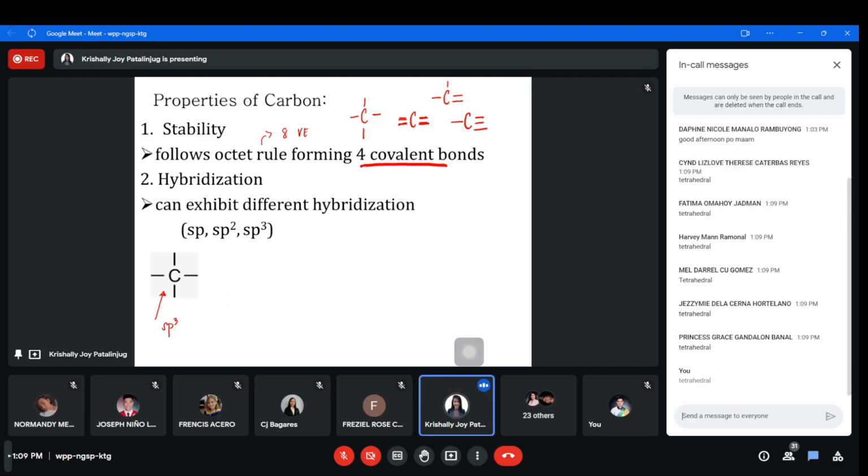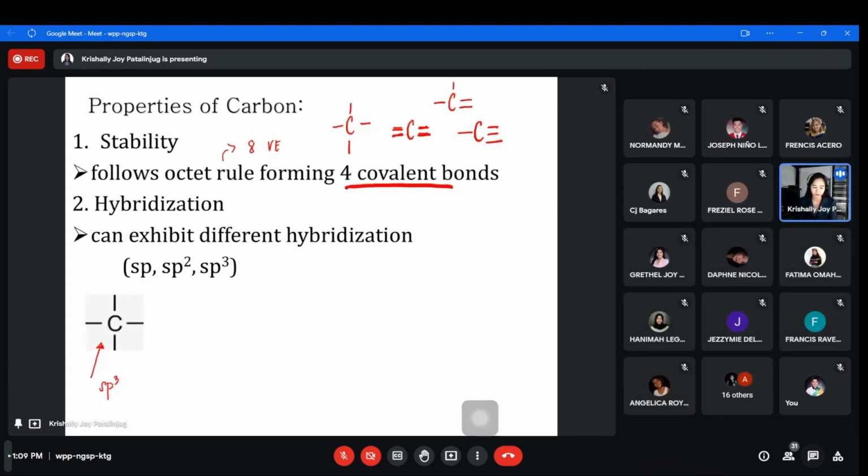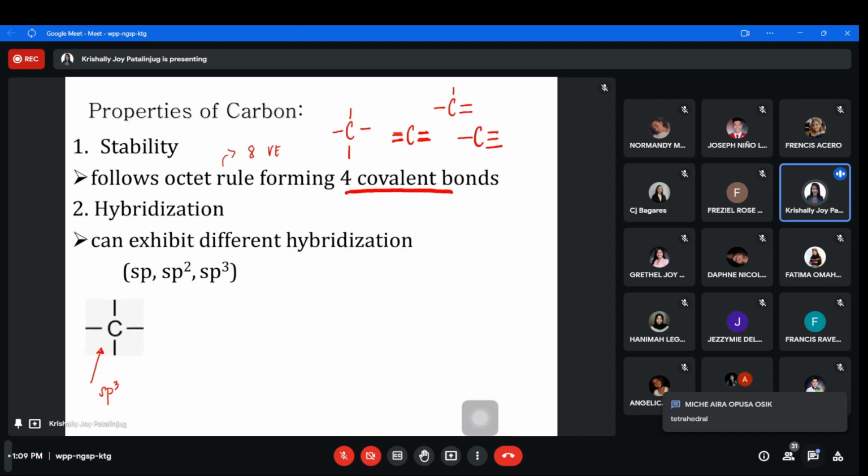Okay, very good. The orientation is tetrahedral. Very good, because the hybridization of an atom is relative to its molecular geometry. Okay, next.